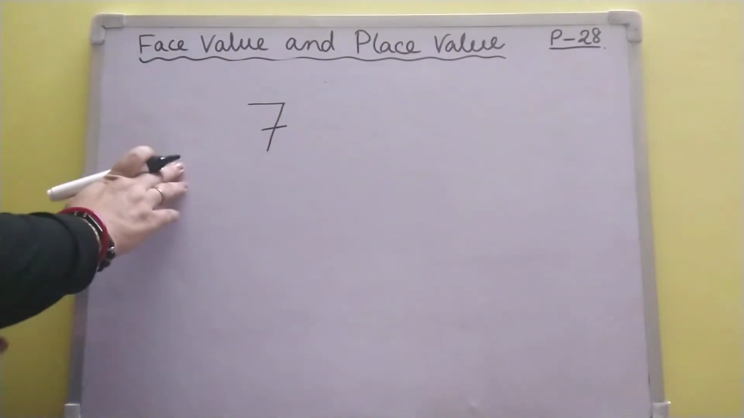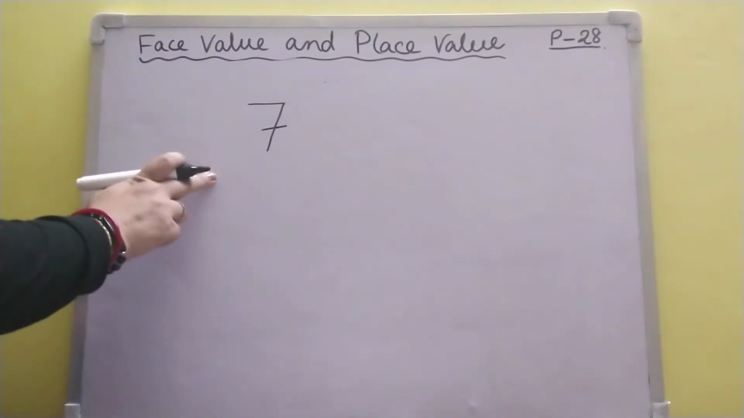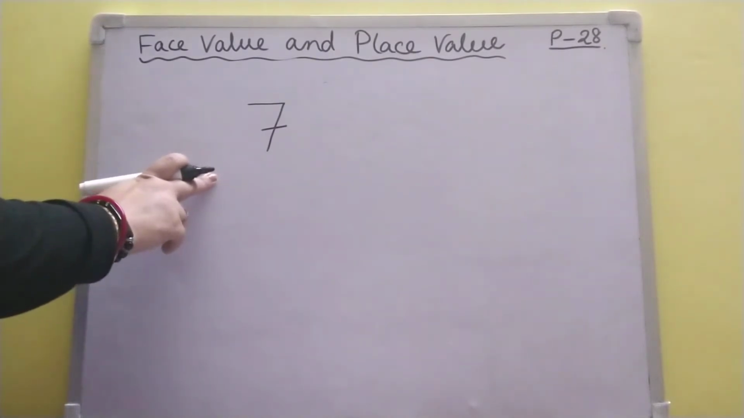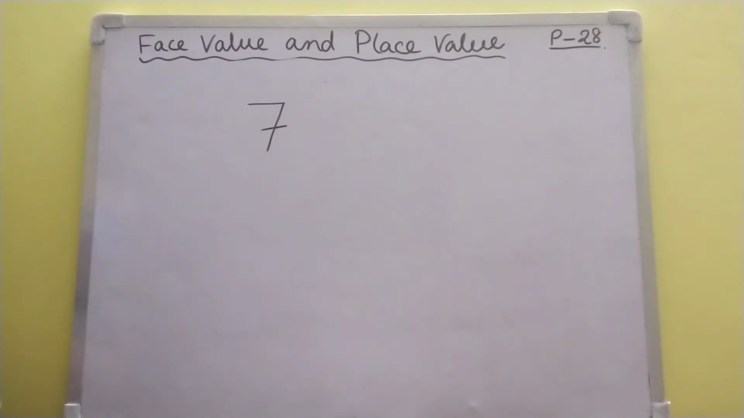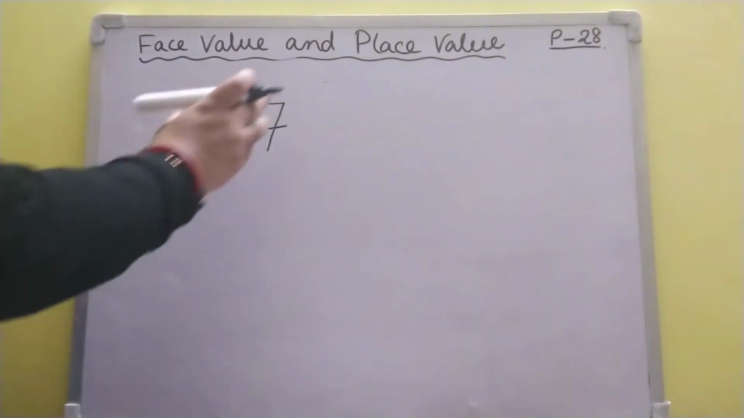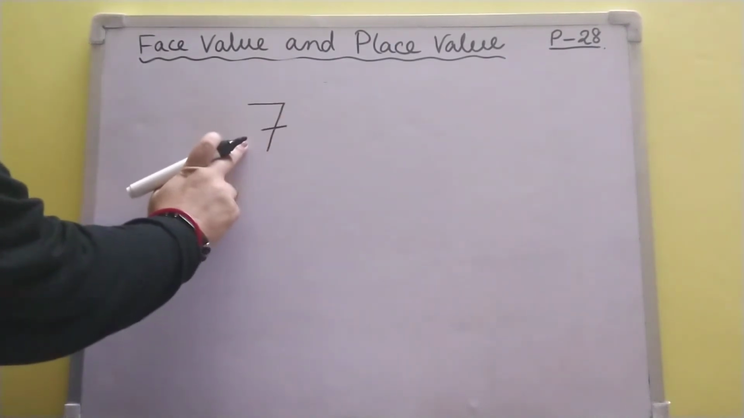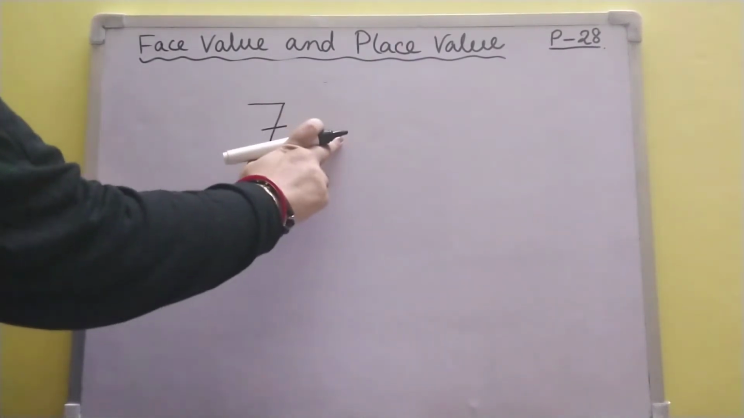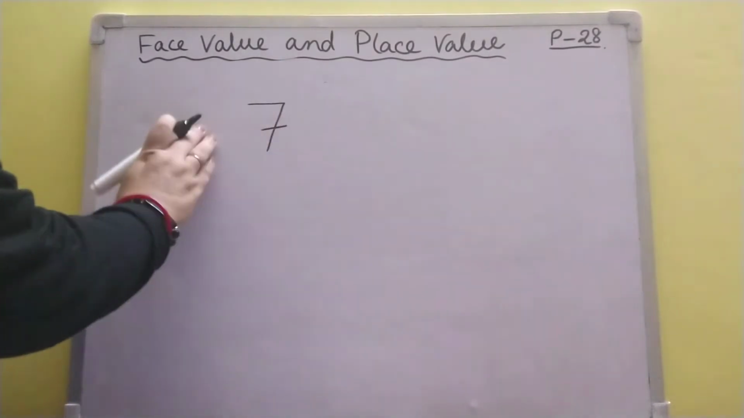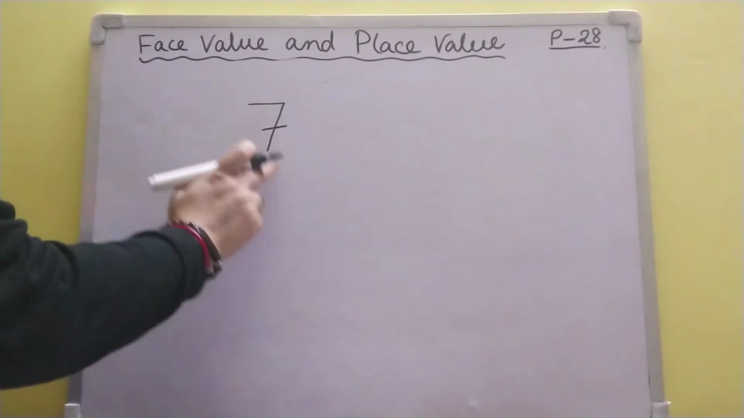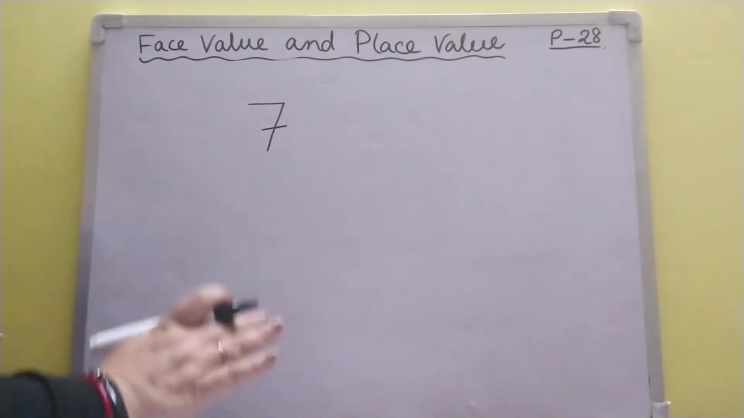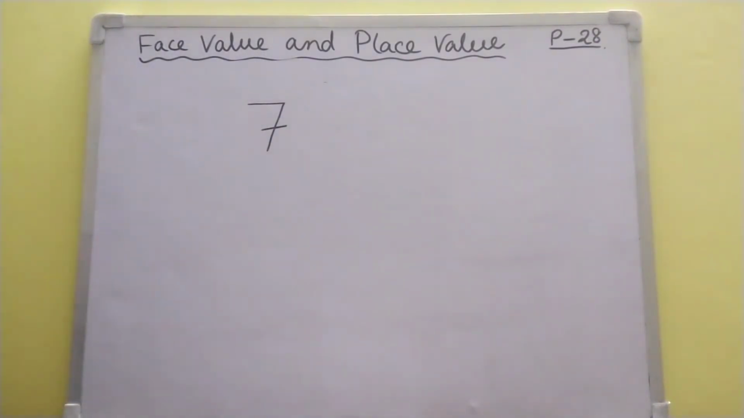Correct? It is the face value of the digit, which is not going to change wherever it is placed. Suppose this is 7 or 5 or 8, wherever we place it, the face value of the particular digit will always remain the same. Now I will tell you about place value.